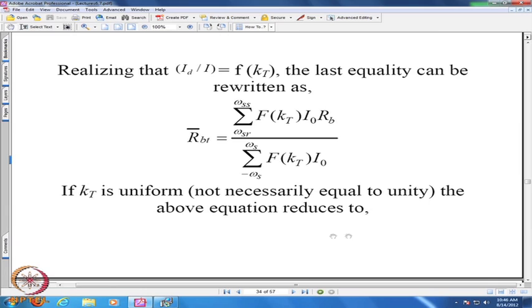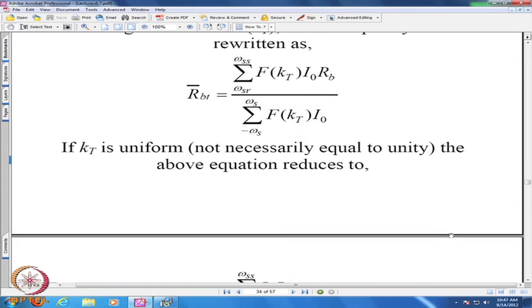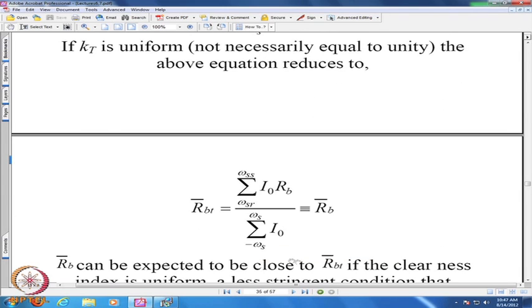Now, this is important to note. If k t is uniform, not necessarily equal to unity, the above equation reduces to I 0 R b by I 0, because f of k t is constant if k t is constant, not necessarily equal to 1. So, R b bar t will be identically equal to R b bar if the clearness index is uniform, not necessarily unity, but just uniform.